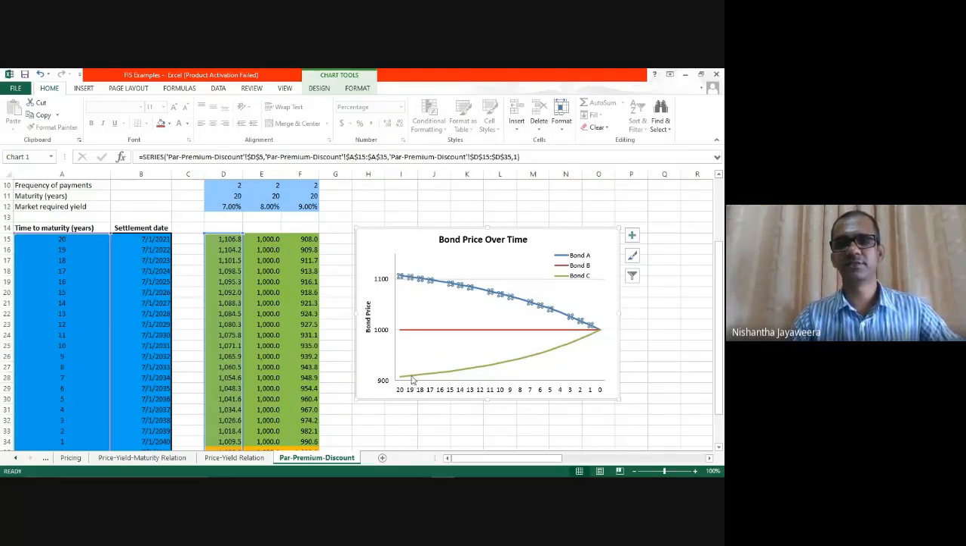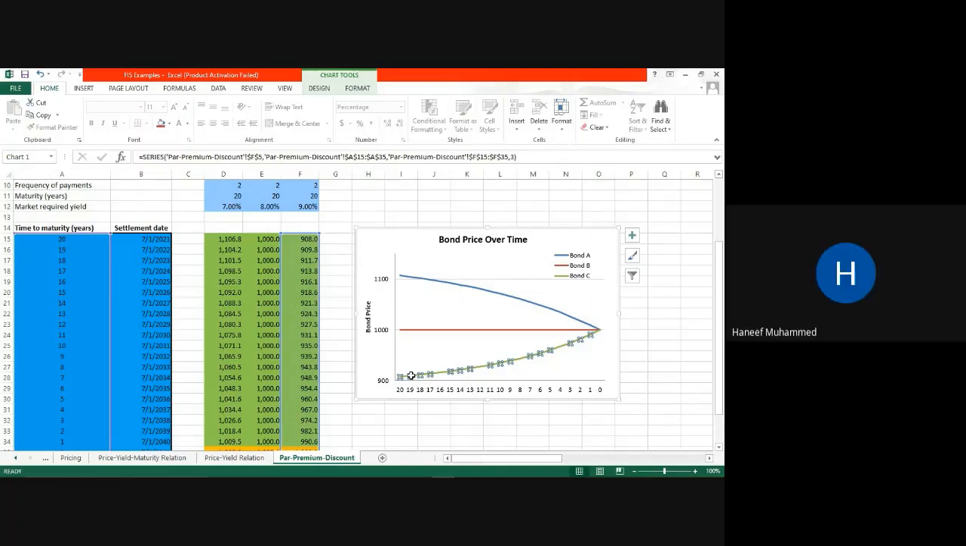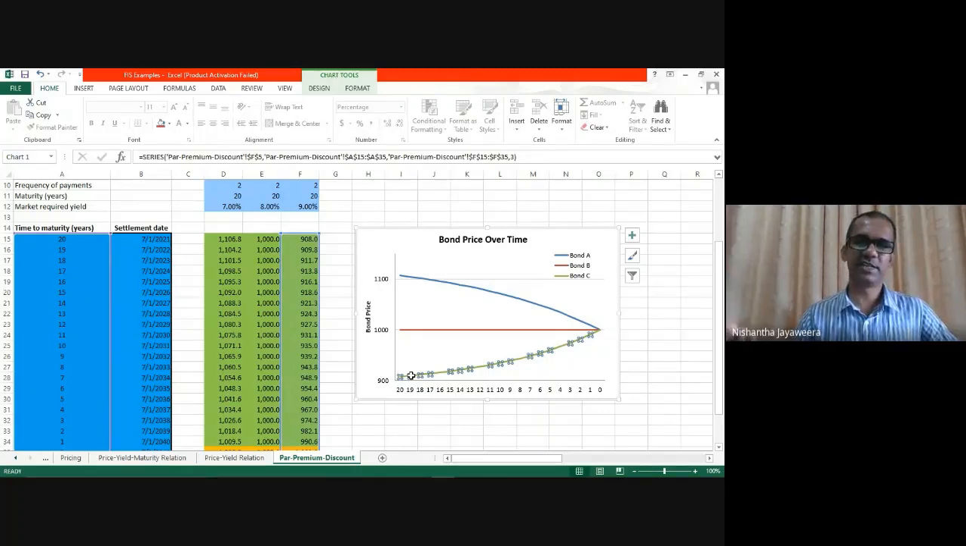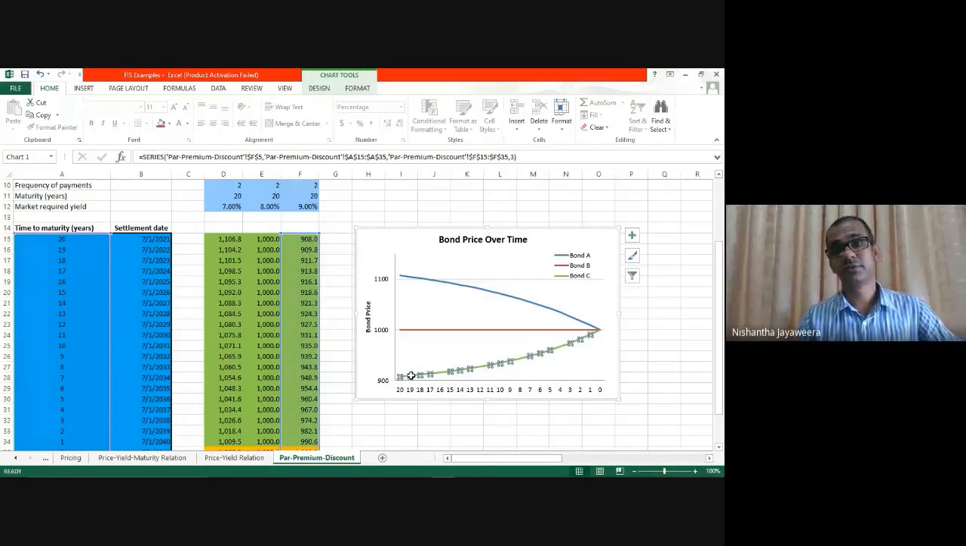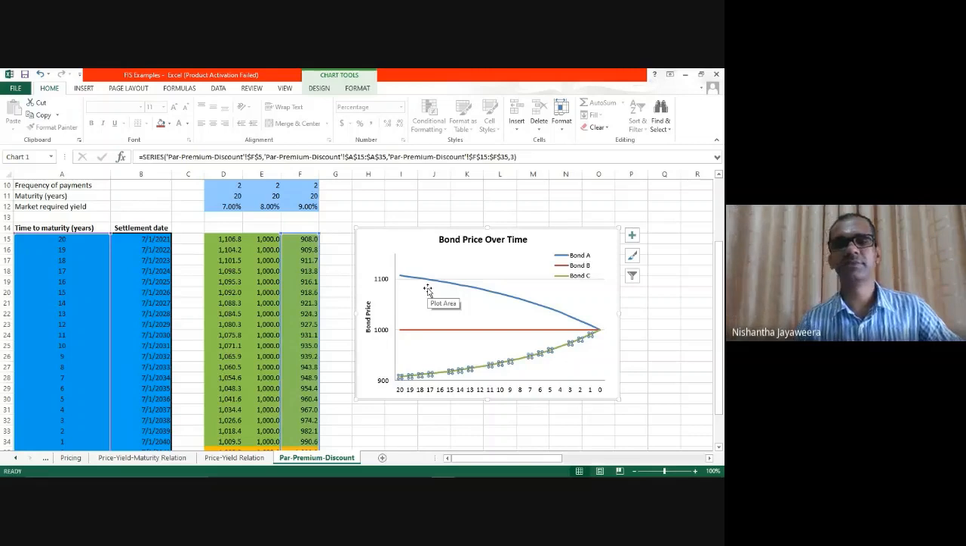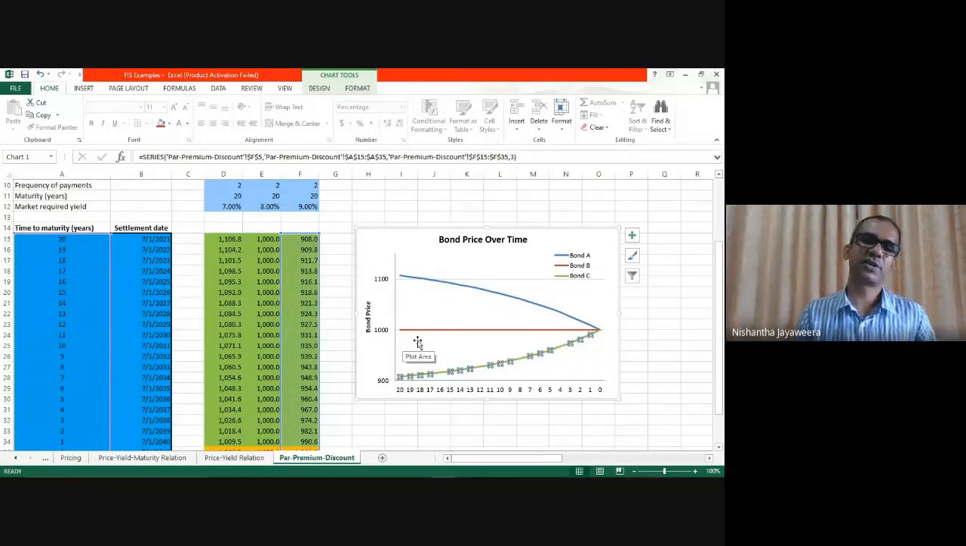Then the one that is already at a discount will be at a higher discount. So if the yield goes down, the bond which is at a discount today may be trading at a premium tomorrow. And the bond which is trading at a premium today will be at a higher premium. Even the one which is trading at par may start to trade at a premium. That depends on the yield movement.